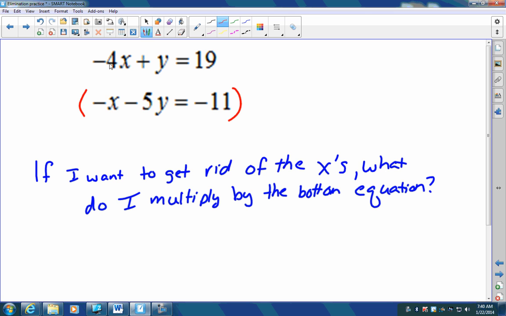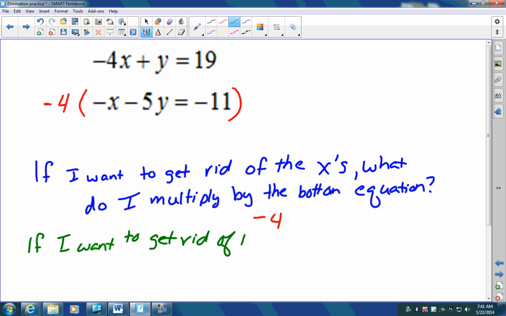First off, it has to have a 4. It has to match right here, right? But some of you are telling me negative. Why? Right now, these 2 are negative. You need to change this to a positive, so you have to multiply by a negative 4. Correct. Your answer would be negative 4. Then the next question will say, if I want to get rid of the y's, what number do I multiply the top equation by?